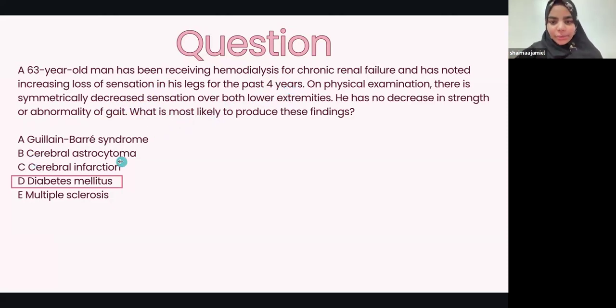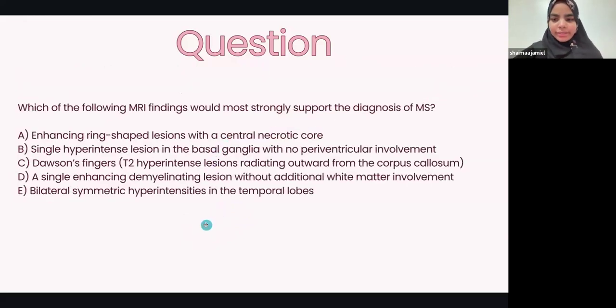Okay, cerebral astrocytoma, that does not sound like a tumor, and usually, Safia said, it would present with seizures. Infarction would be a stroke. Again, stroke would present with sudden loss of movement or sensation. And multiple sclerosis comes and goes, with different symptoms, like optic neuritis. So yeah, diabetes mellitus, which causes the distal axonal neuropathy.